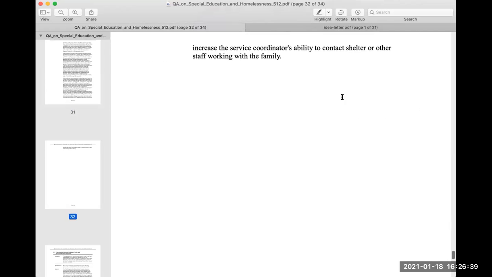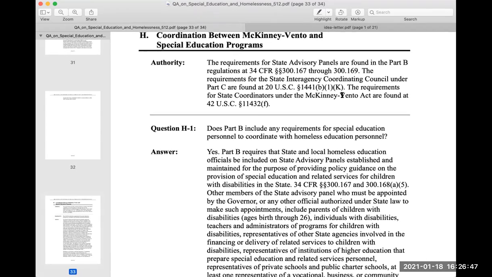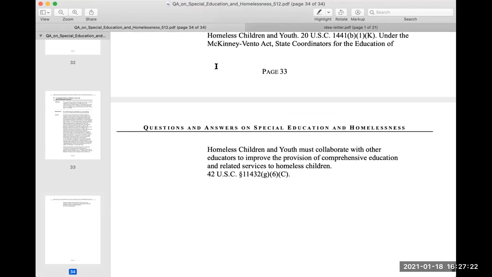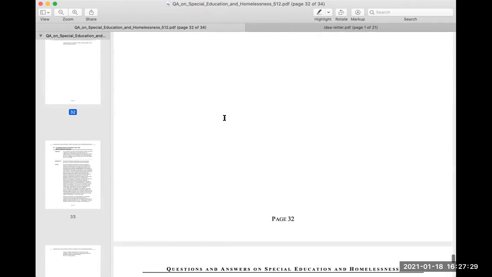A state, through its Interagency Coordinating Council, could explore the possibility of entering into an interagency agreement for child find purposes with the homeless representative required under IDEA Section 641(b)(1)(K). This agreement could address streamlining referrals to Part 100 programs from shelters and other primary referral sources, including attaching any relevant and available medical records of a child, training staff from such sources in preliminary screening methods, and jointly developing consent forms that would enable communication between Part 100 programs and referral sources, and increase the service coordinator's ability to contact shelter or other staff working with the family. Page 31. Page 32.